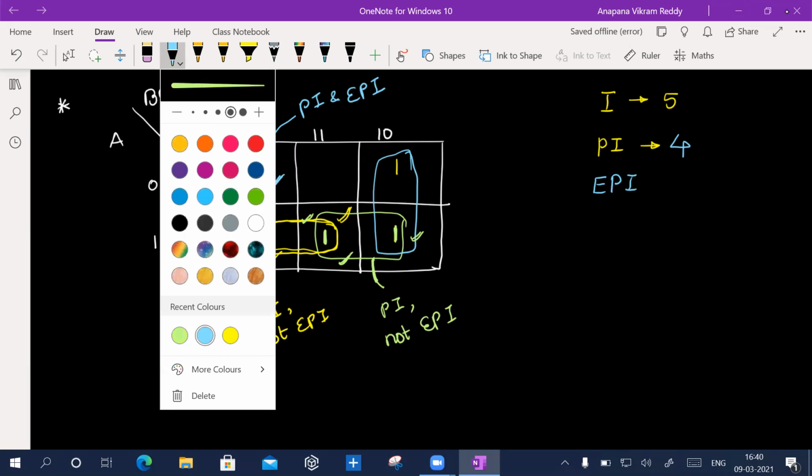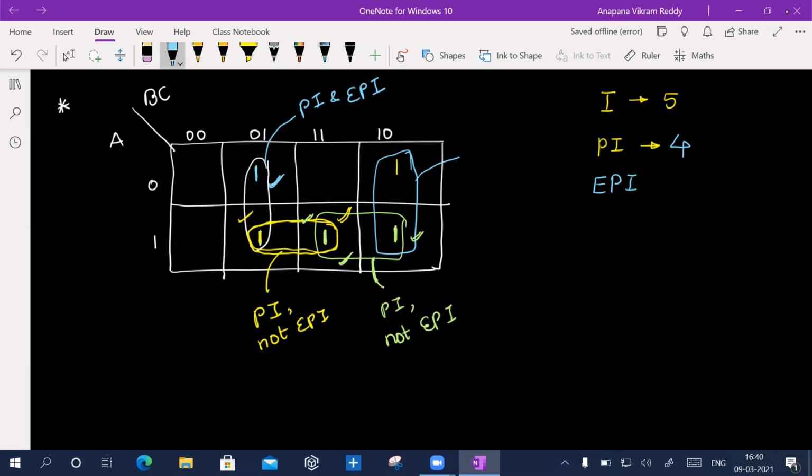Now I'll go for the last one. Okay, this is of course my PI. Anyways, it's my PI. But is it an EPI? Yes, sir. Because see, this blue one is covered with this green one, okay, but this one of this blue PI is not covered with any other PI. So therefore, this is also an EPI. So I have total 2 EPIs.